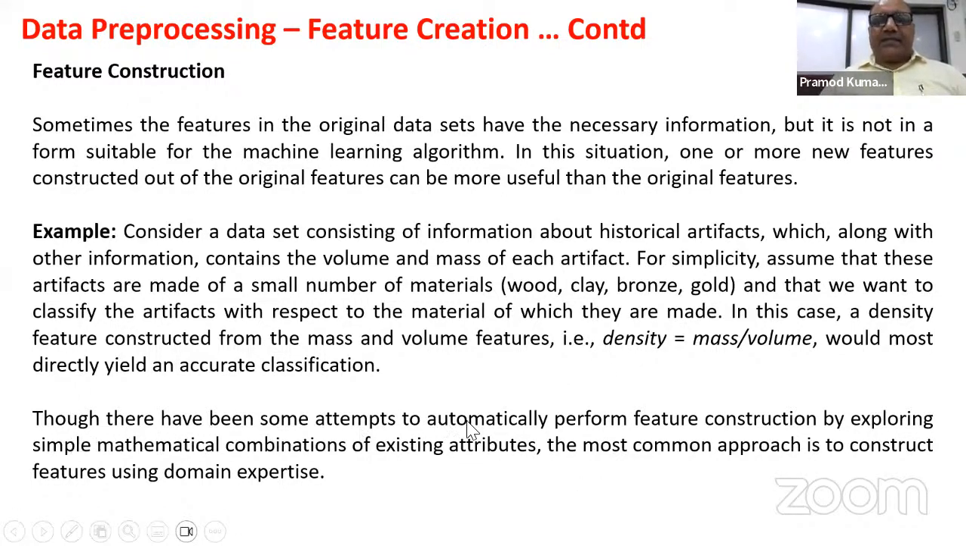Though there have been some attempts to automatically perform the feature construction by exploring simple mathematical combinations of existing attributes, the most common approach is to construct the features using the domain expertise. So here we say that the more domain knowledge you have, the better you will be able to tell how to make the combinations to find a good combination of the attributes. But obviously, it doesn't mean that if you do not have good domain knowledge, you cannot do that. You can do that by computational methods. But if you have domain knowledge, that is much better.